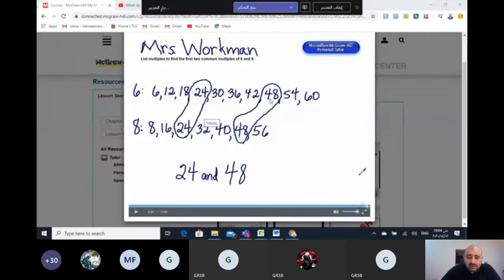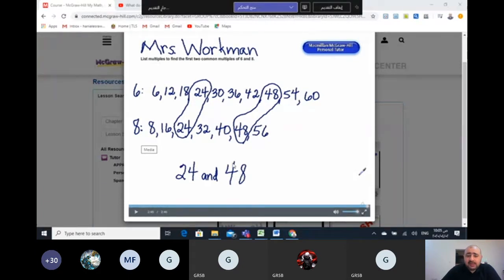And in this example, as you see, here is the multiplication table for number 6, and here is the multiplication table for number 8. We have many common numbers between them. For example, we have 24 here and 24 here, and we have 48 here, and here we have 48. So we have 2 multiples, 24 and 48.